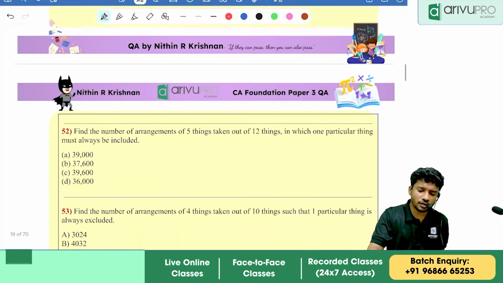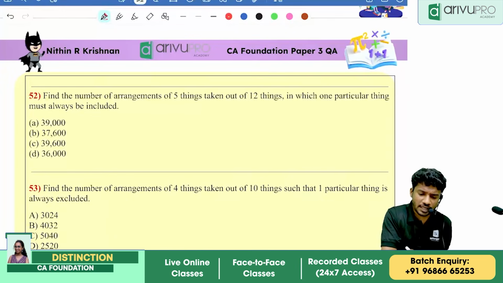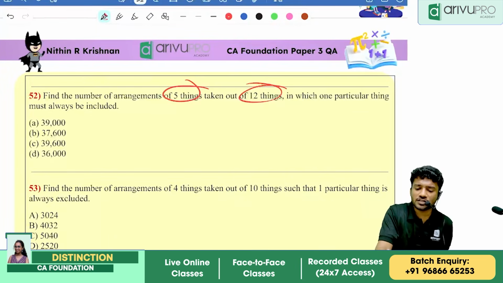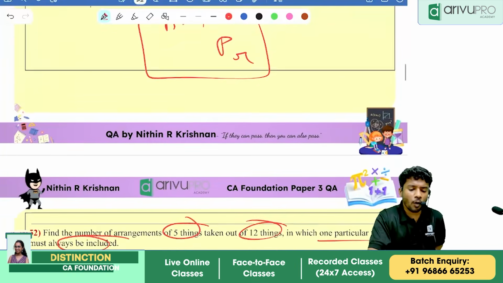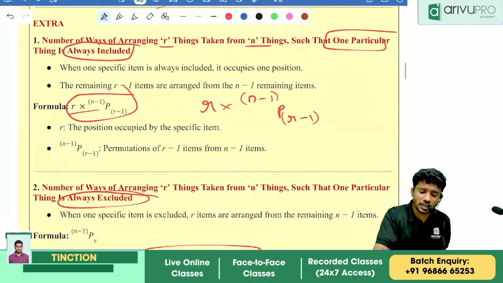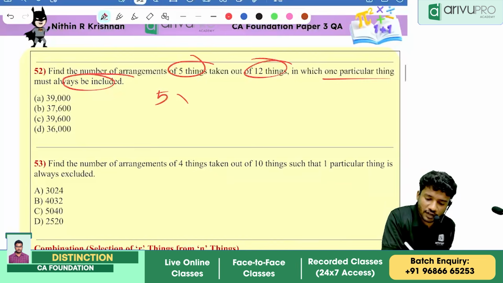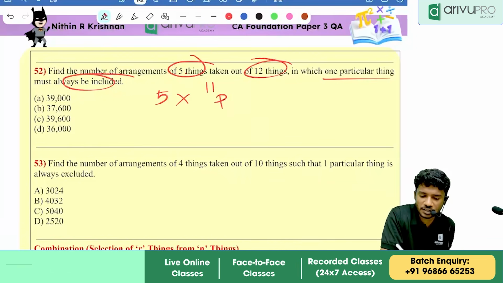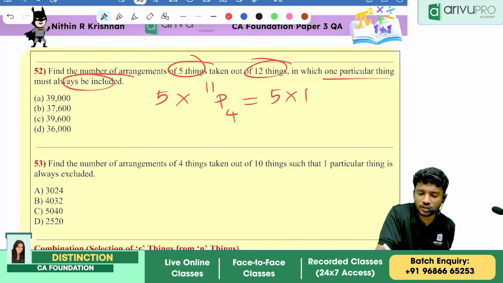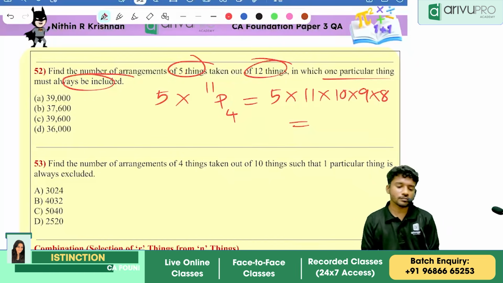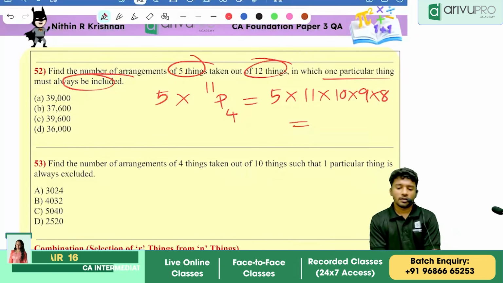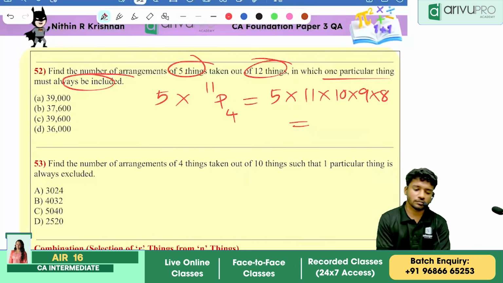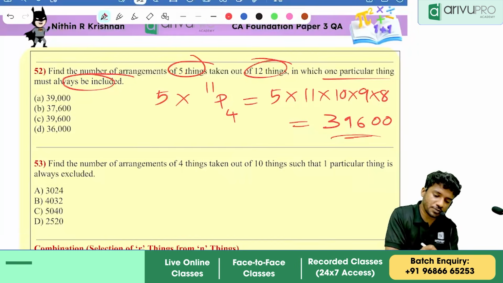We will just check one of the questions. Find the number of ways of arranging 5 things taken out of 12 things such that one particular thing will be always included. Always included means what? r into, that is 5, into n minus 1 means 11P, 5 minus 1 means 4. Answer is 5 into 11 into 10 into 9 into 8. How much is the answer? 39,600. Option C is the answer.